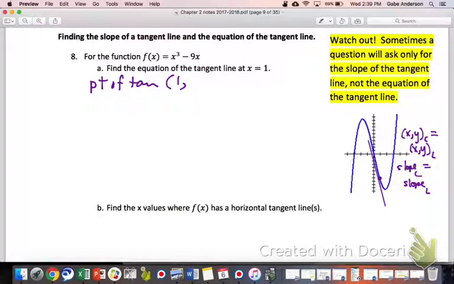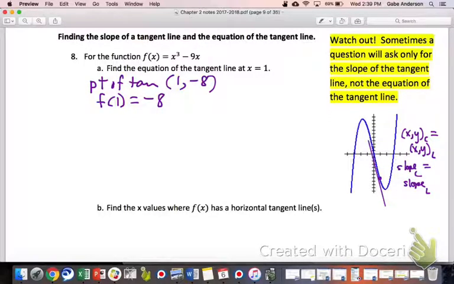How do I find the y to go with that x? Just plug it on in, right? So if I take the 1 and I plug it in, let's use the right notation here. f of 1 is equal to what? 1 minus 9? Negative 8. So you could say the point of tangency is f of 1 equals negative 8, or the traditional way, 1 comma negative 8. So we got the point of tangency. That's that point right there. And you can see 1 comma negative 8, that looks about where that is.